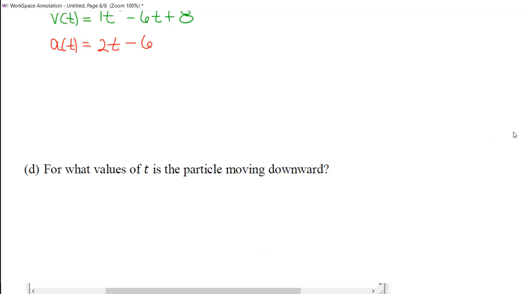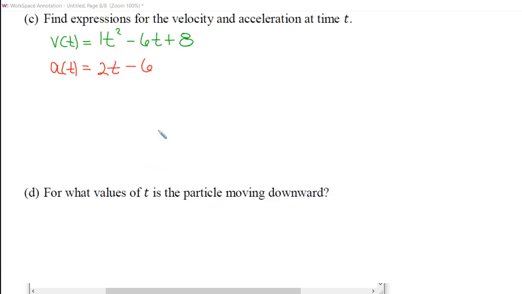Now, part D is asking you, for what values is the particle moving downward? Moving means it has speed, so we've got to look at velocity. Downward means velocity has to be negative. Now, if you were here during the summer, you remember this. If not, go ahead and pay attention here. I know it'll make sense to you.